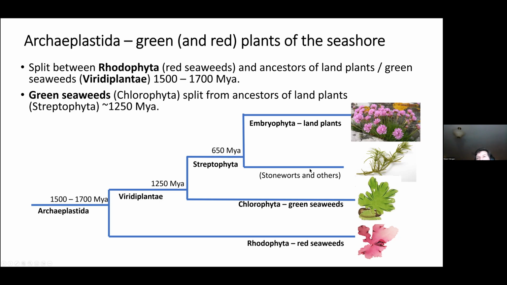There's another group here, which are what are called the stoneworts. Has anyone come across these in ponds and places like that? They're not very common, but they're like a very primitive sort of green plant, but they don't actually fall within the land plants.